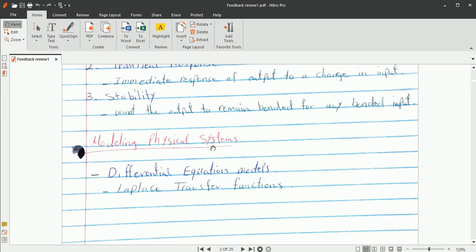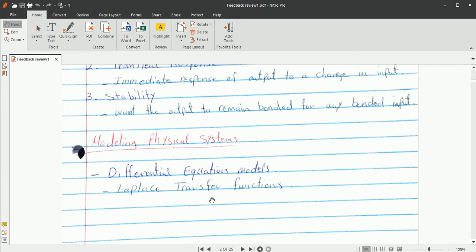If you give the input to the actual system, you get the output. So if you give the same input to your model, you must get the same output. That is the model accuracy. Your model must be accurate. Okay. So differential equations and Laplace transfer functions, that we already discussed in the previous lecture.